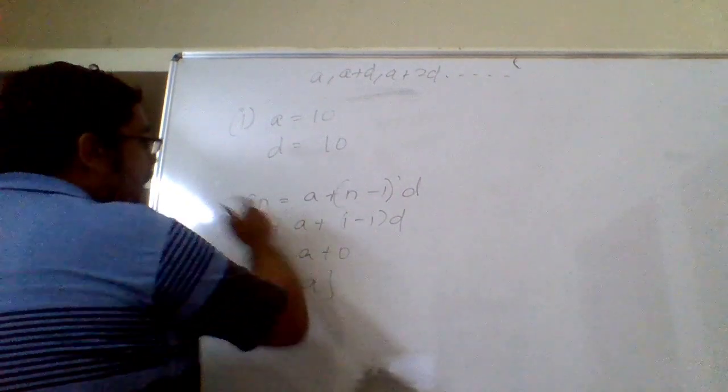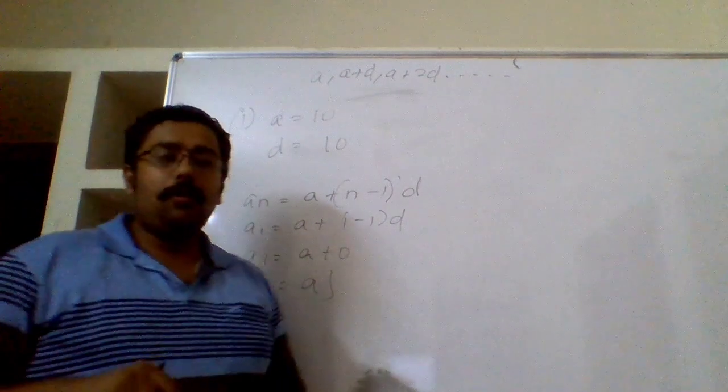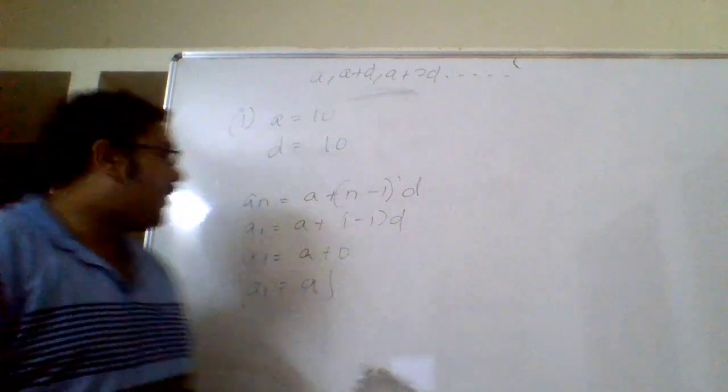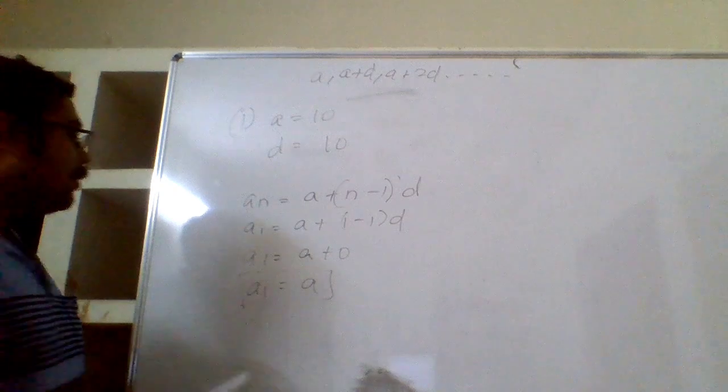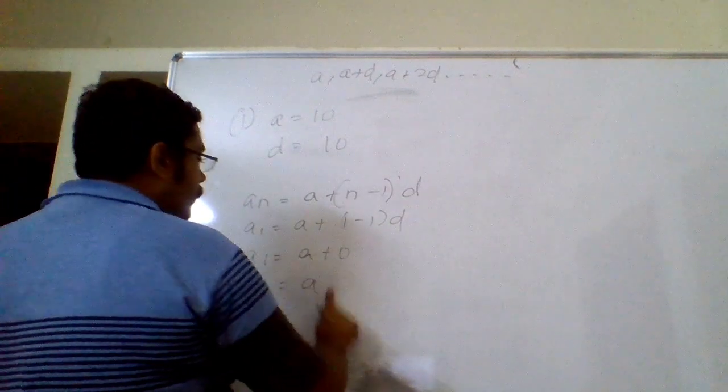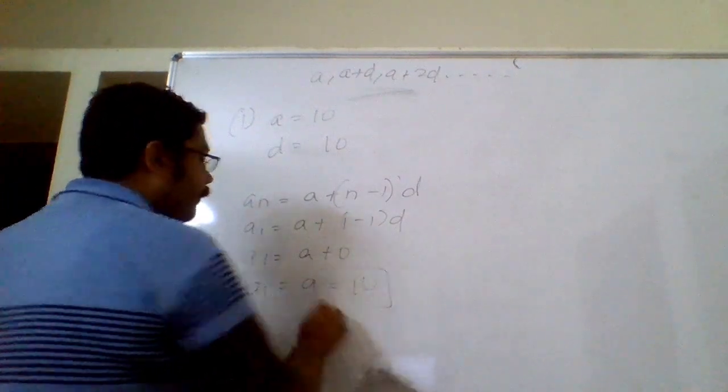Next, I am putting n is equal to 2. Why am I putting n is equal to 2? Because they have told you to find four terms. The first term I found out, A1 is A. So the A value is 10. Therefore the value of A1 will be 10.